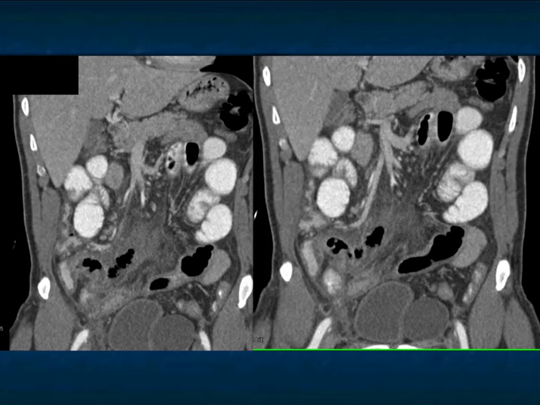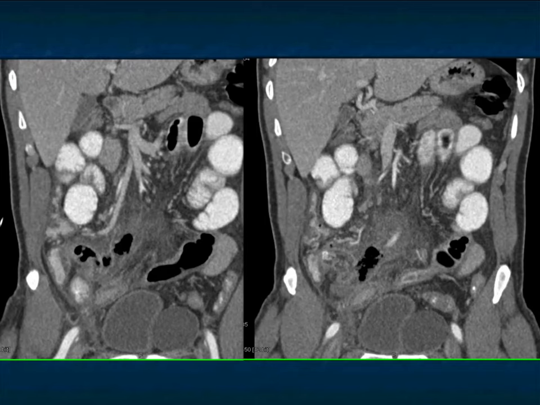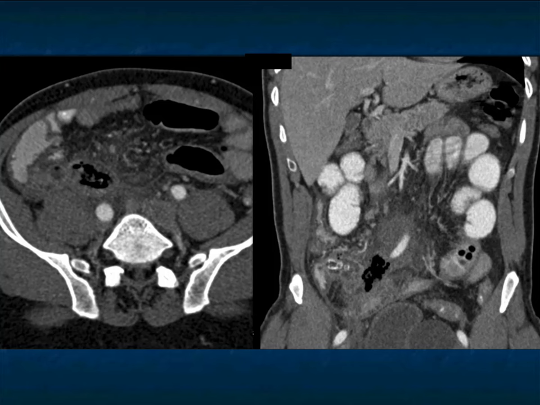You can see why sometimes patients with appendicitis present with midline pain, because it's the inflammation tracking centrally that's causing their symptoms at that point. But a really nice example of extensive inflammation with perforation.